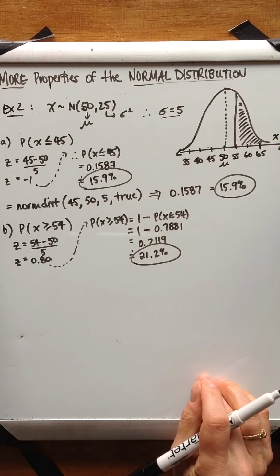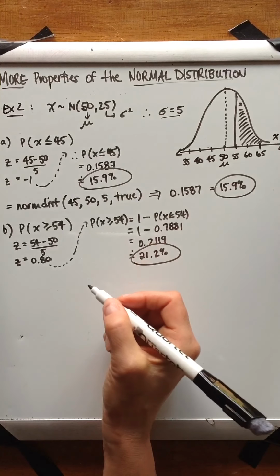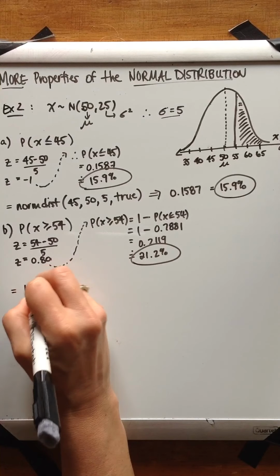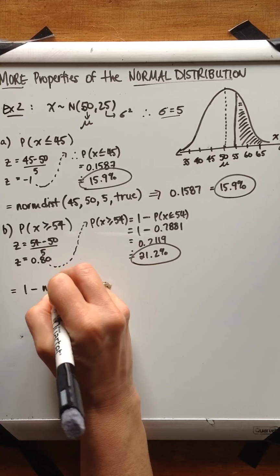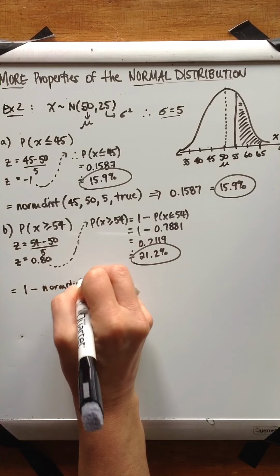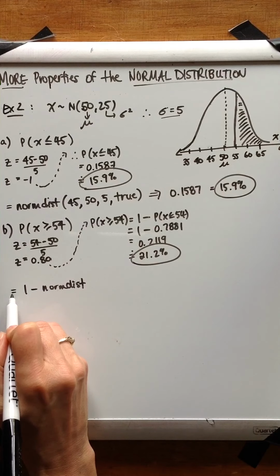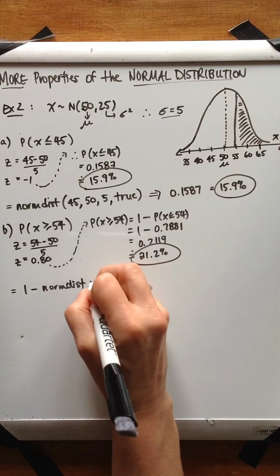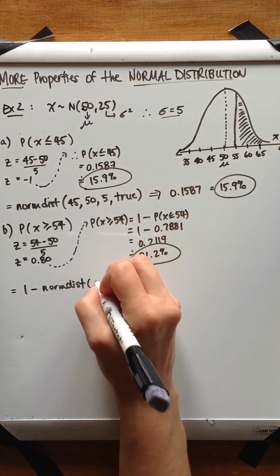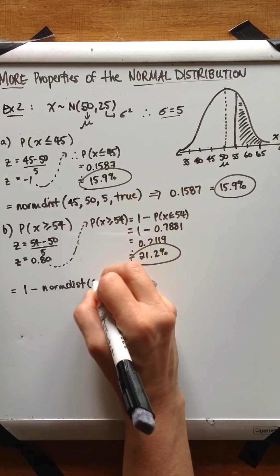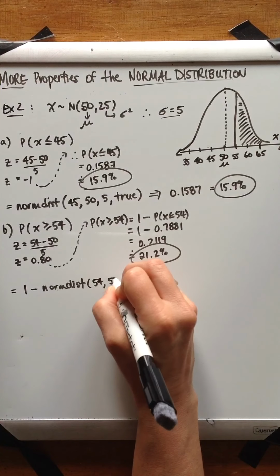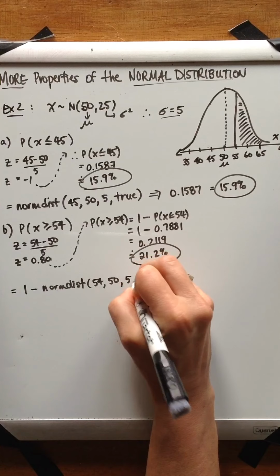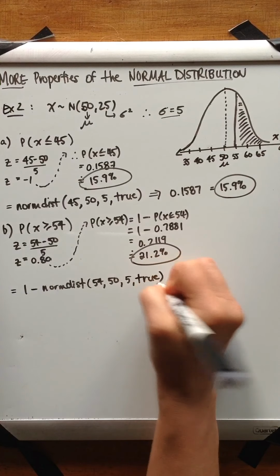Now, if you want to put it into Google Sheets, we're going to program it in a similar way. We're going to do 1 minus the normal distribution, and this you would have to type in equals and 1 minus NORM.DIST into the cell of Google Sheets. And we will use the x value, which is 54, the mean, which is 50, the standard deviation, which is 5, and then the word TRUE.